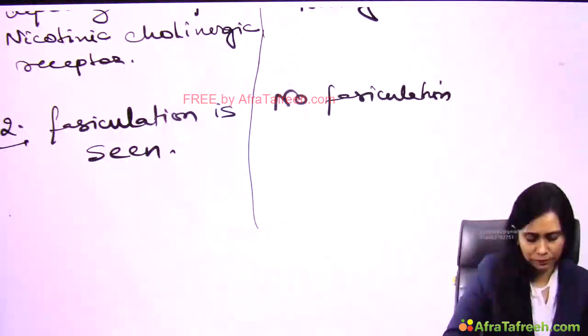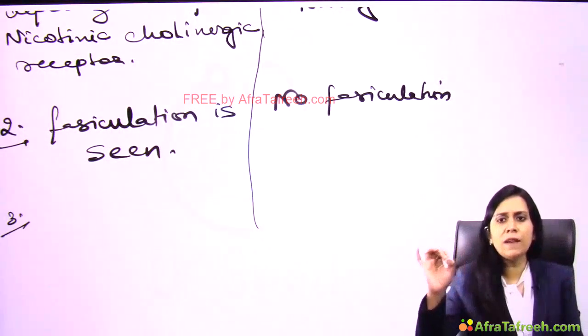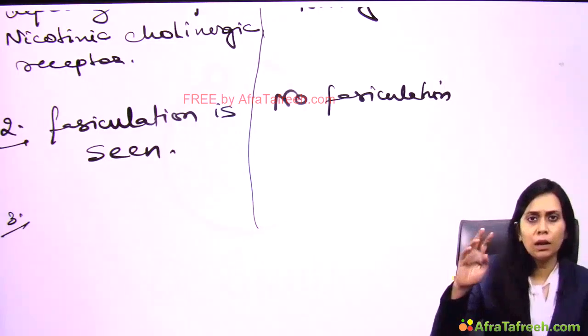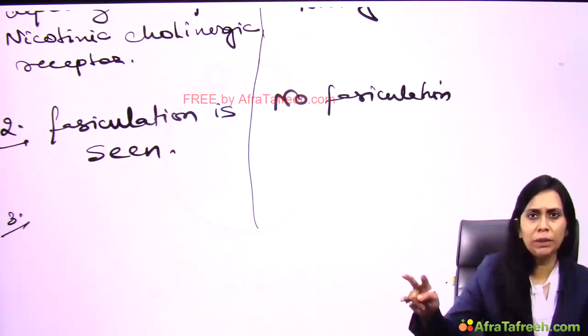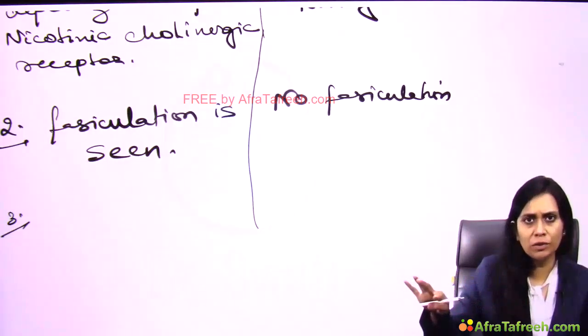Now, third point. Because of this fasciculation seen with succinylcholine, let's say 30-40% of patients post-op, after completion of surgery, they are reversed and shifted to the post-op room, and when they start walking, ambulating, they complain of generalized muscle pain. This is called post-operative myalgia or post-operative muscle pain. This is because of fasciculation. So it will only be seen with succinylcholine, which produces fasciculation. It won't be seen with non-depolarizing.